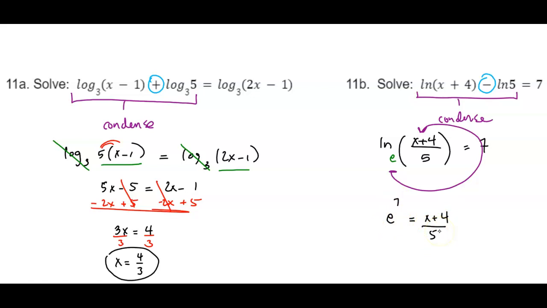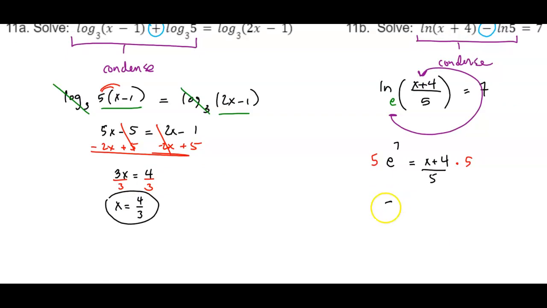Now we just start moving. I need to get that 5 out of the denominator, so I'm going to multiply by 5 on both sides. That's going to give me 5e to the 7th equals x plus 4. Last step, subtract 4 from both sides. All right, and that gives me 5e to the 7th minus 4 equals x.